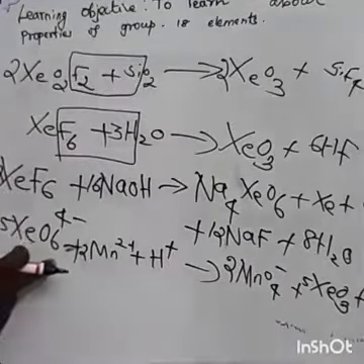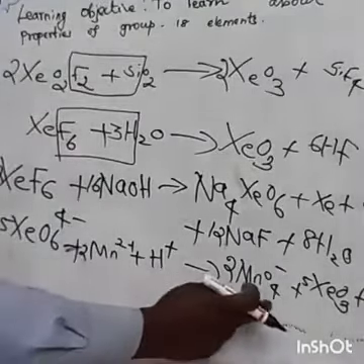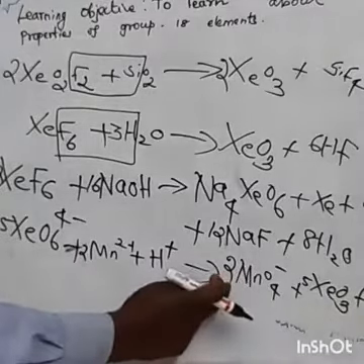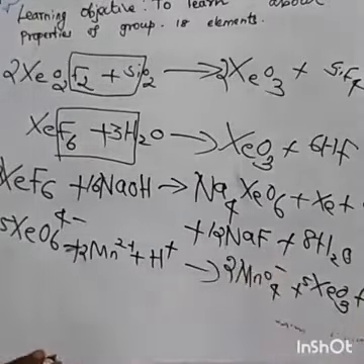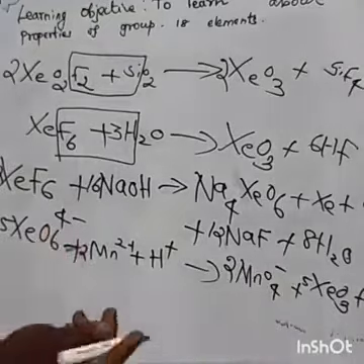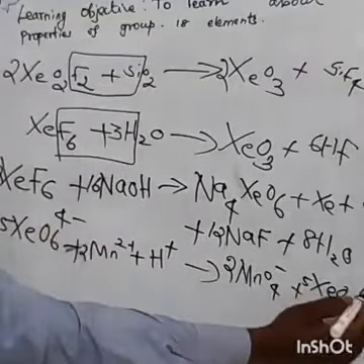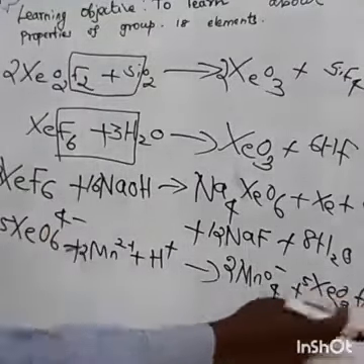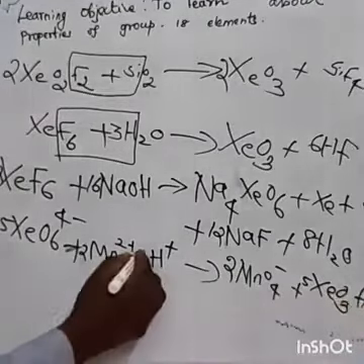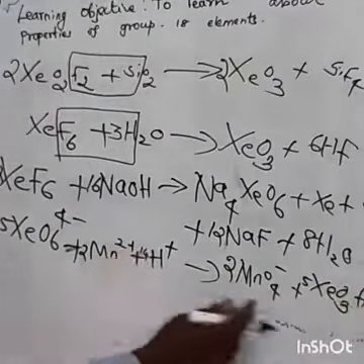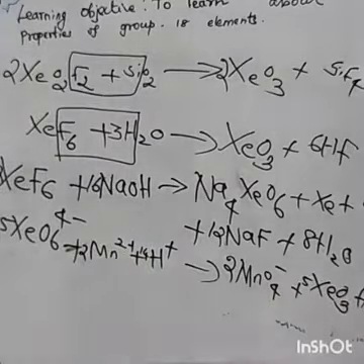5 times 6 is 30. Here, 8 plus 15, 23. Am I right? How much remaining? 7. So make it 7 here, 7 water molecules. So how much hydrogen is here? 14 hydrogen. 7 into 2 is equal to 14. Now the equation is balanced.